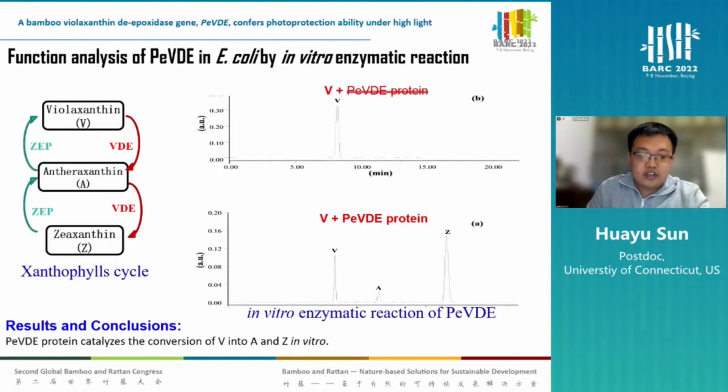And then we got the full-length sequence of the PVDE gene and transformed this gene into E. coli to induce the expression of the PVDE protein. We found that the PVDE protein has the function of catalyzing violaxanthin to de-epoxidation in vitro.